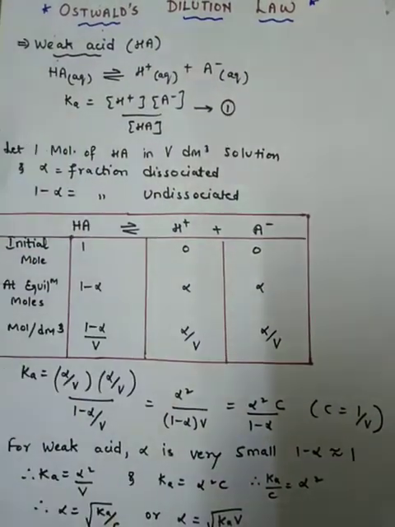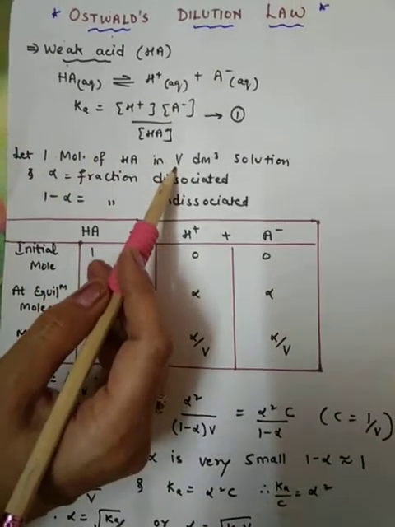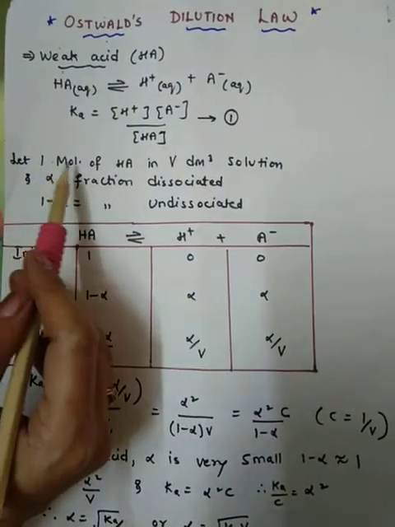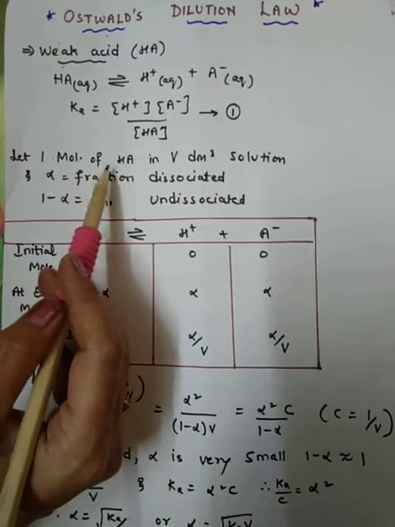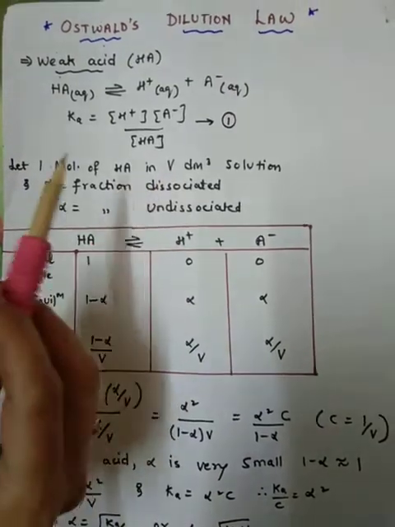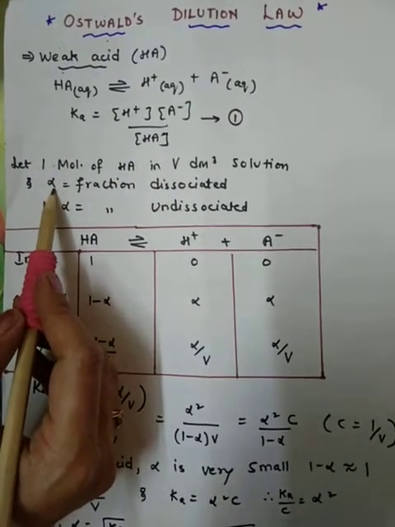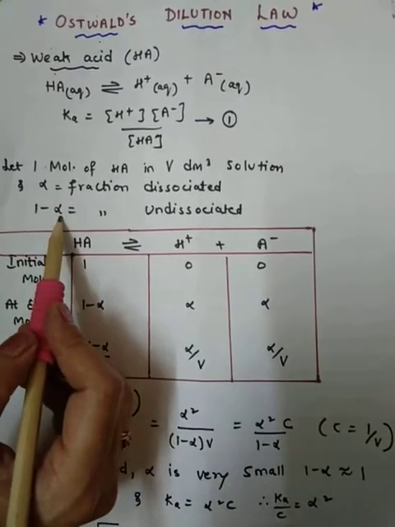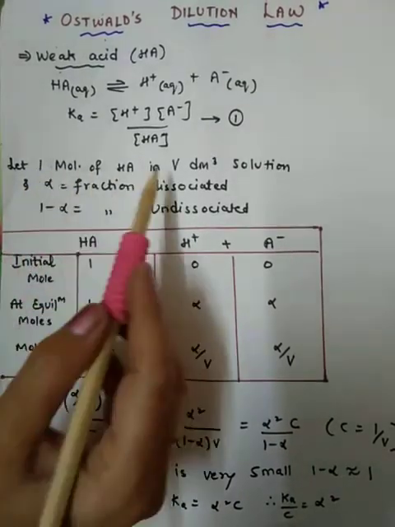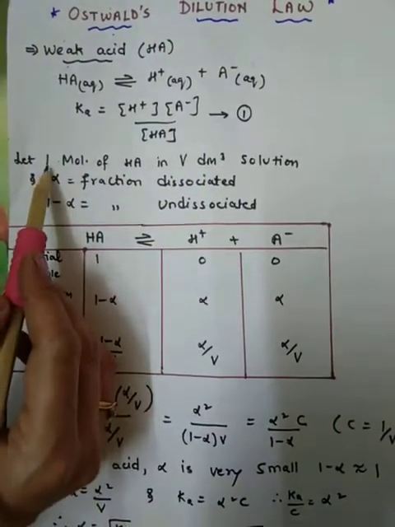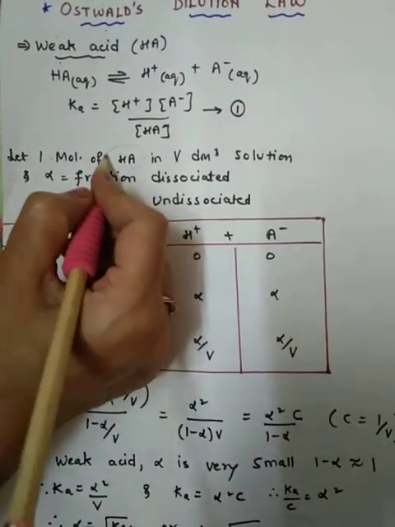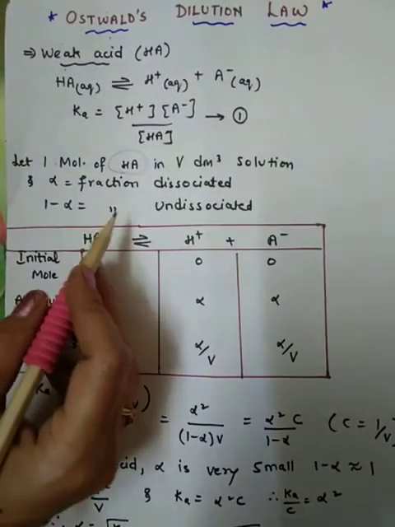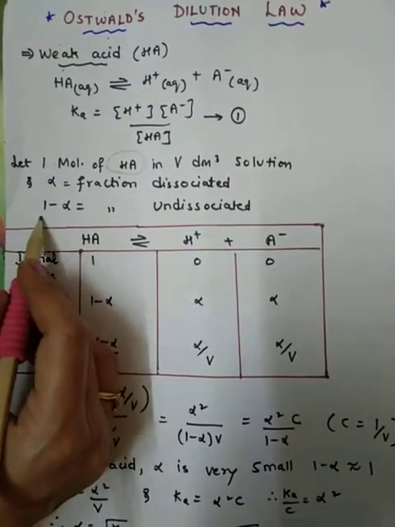Now we have to consider that in a container which has volume V liter or V dm cube, we are taking 1 mole of this weak acid, and this will dissociate very slowly. Suppose alpha is the fraction out of the 1 mole which is dissociated. So what remains undissociated is 1 minus alpha. I am repeating, in a container having V dm cube volume, you are taking 1 mole of the weak acid, and from this 1 mole, alpha is the fraction of the acid which dissociates. So the fraction which remains undissociated from 1 mole will be 1 minus alpha.